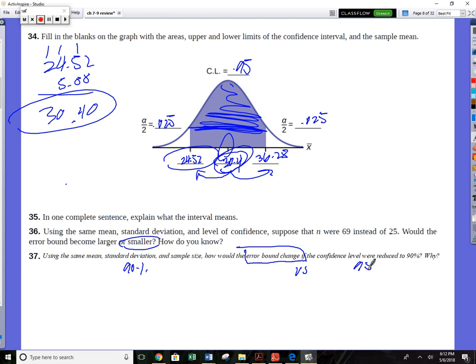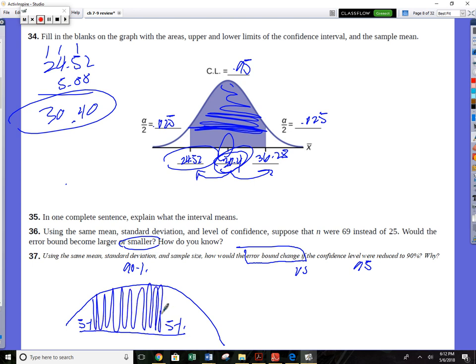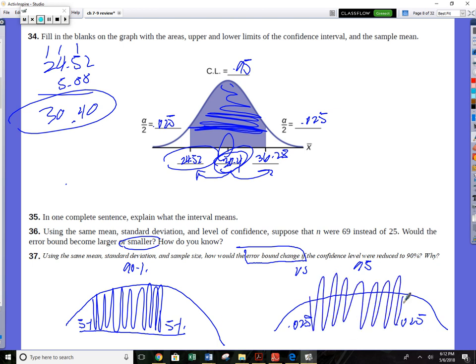versus 95. Okay, for 90%, I've got 5% here and 5% here, so that's 10%. So my range is in here. If I go 95%, I've got 0.025 here, 0.025 here. So versus 5 and 5, 2.5 and 2.5, this is going to be bigger.